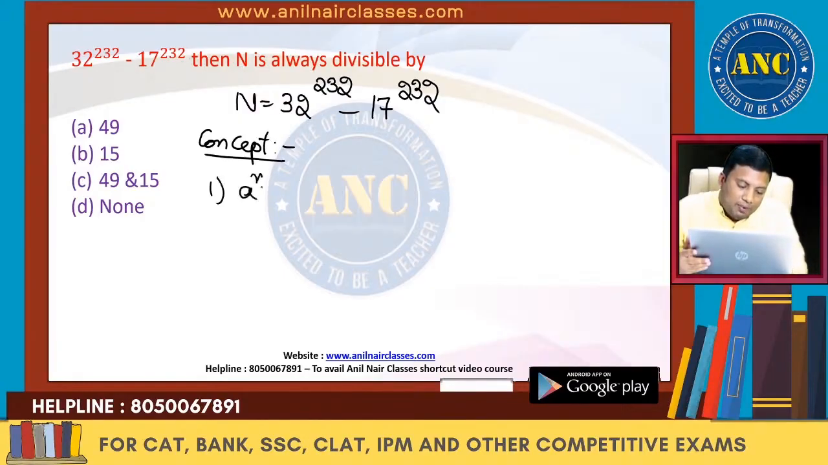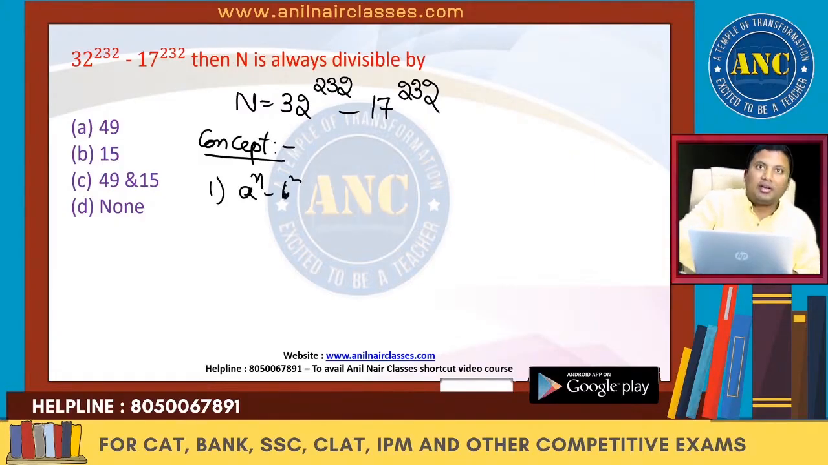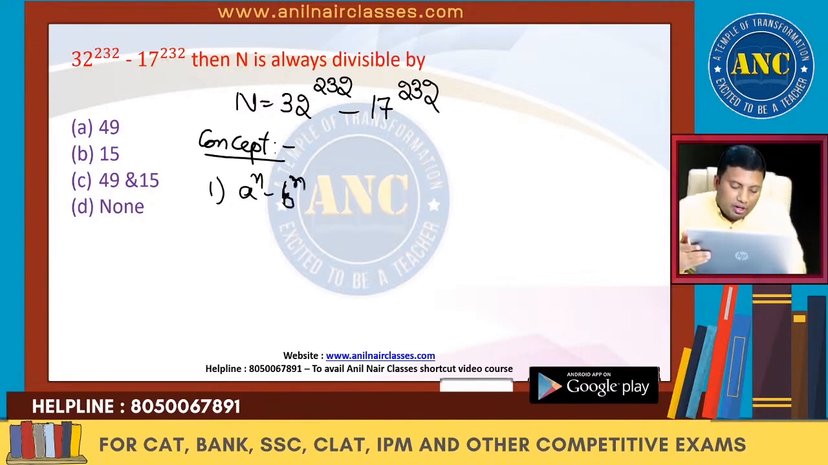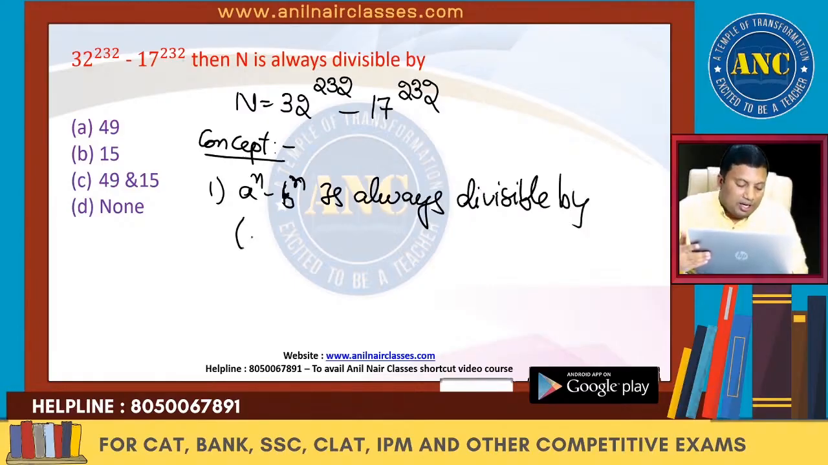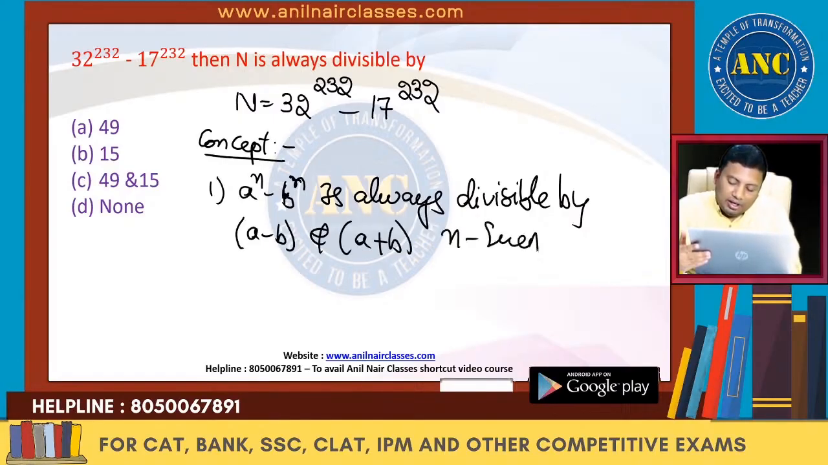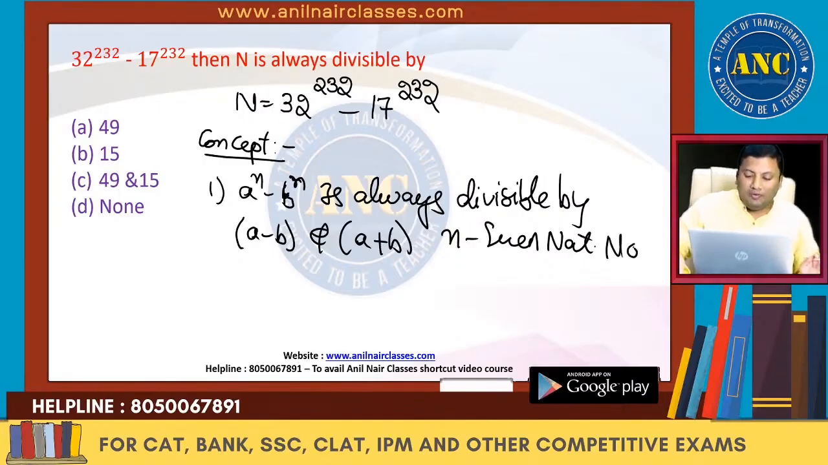The concept is a power n minus b power n. A power n minus b power n is always divisible by a minus b and a plus b, as long as n is an even natural number.